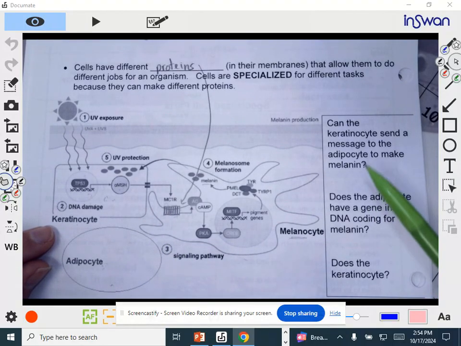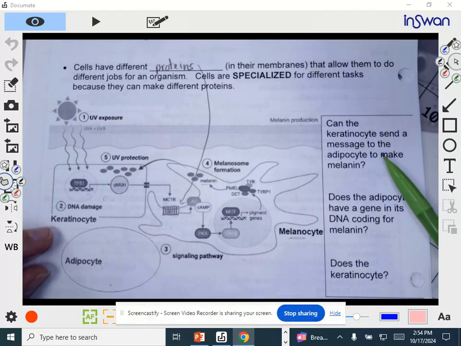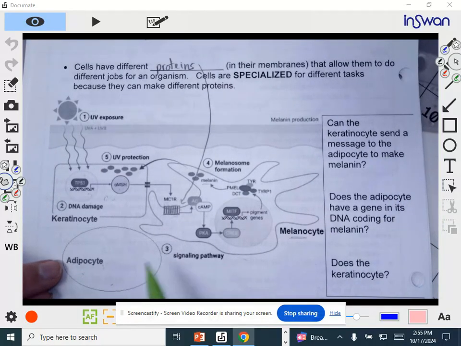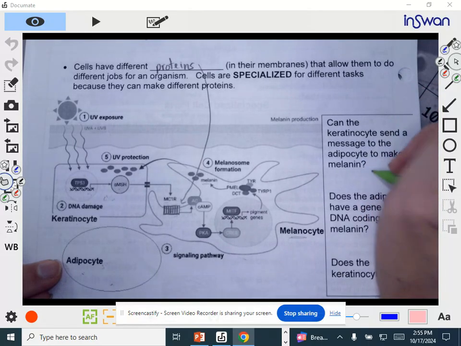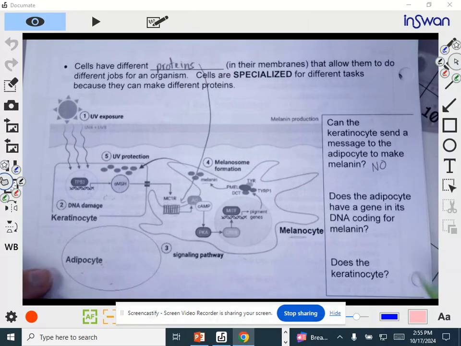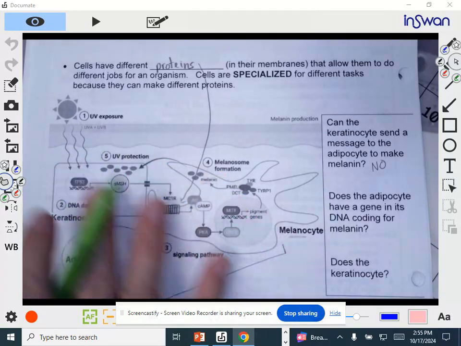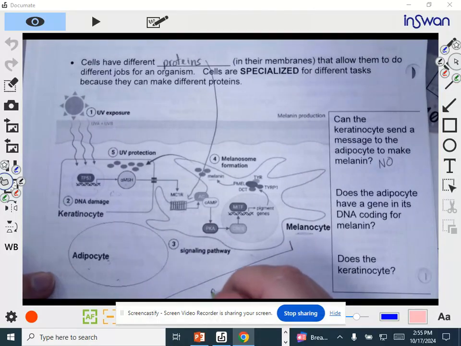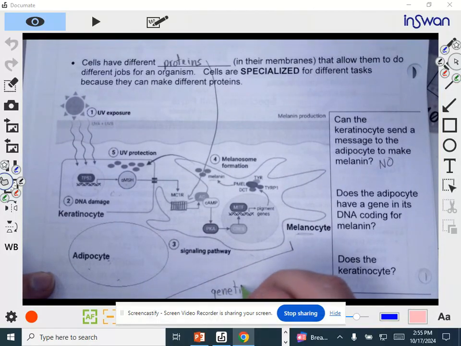Okay, so can this cell send a message to this cell to make melanin? No, it can't. Because in order for a message to be sent, you have to have a protein that can receive that message, and the cell can't receive that message. Does the adipocyte have a gene in its DNA coding for melanin? This is from last class. You have to remember that all of these cells, if they all are from you, if they're all here in the skin, are genetically identical.